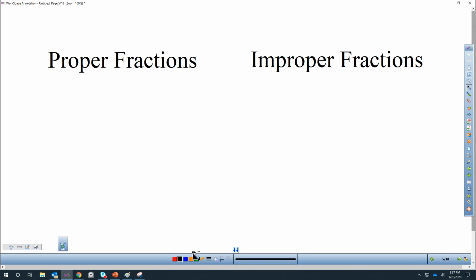So we've been talking about rational numbers and how they're similar to rational functions. One of the similar characteristics that rational functions have with rational numbers is this idea of proper and improper fractions. If you don't remember what proper and improper fractions are, here's a quick refresher.